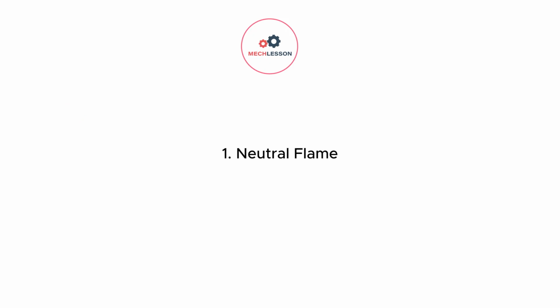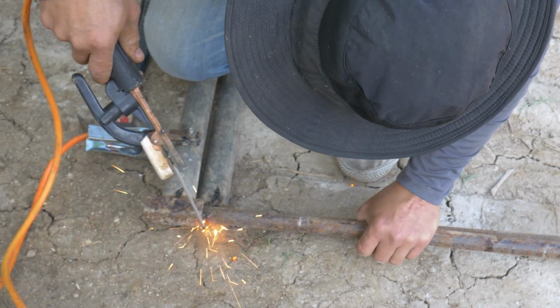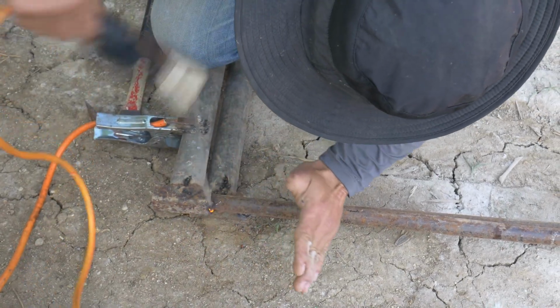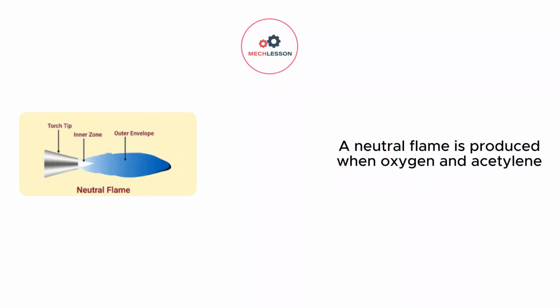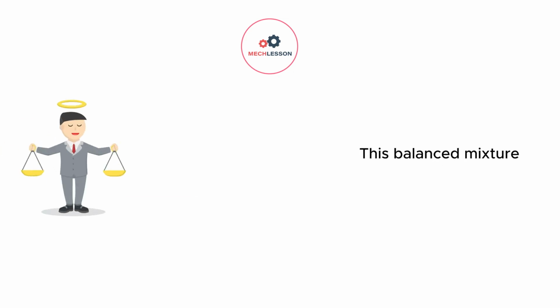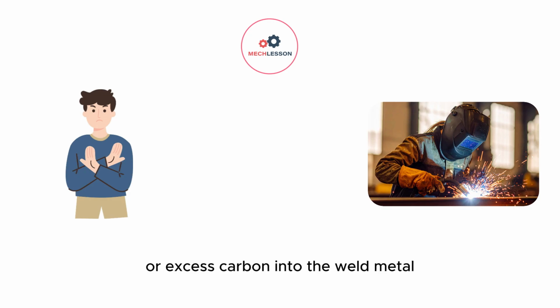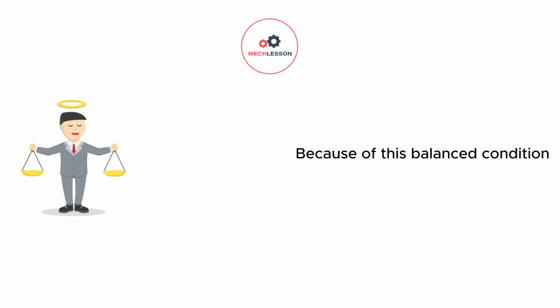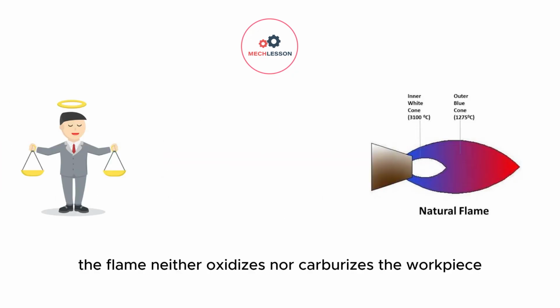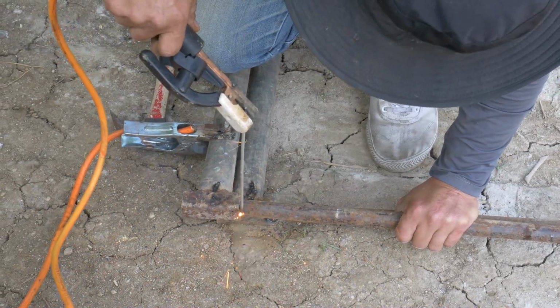Neutral flame. The neutral flame is the most commonly used gas welding flame. In fact, it is the flame most welders use for the majority of welding operations. A neutral flame is produced when oxygen and acetylene are mixed in approximately equal proportions. This balanced mixture allows complete combustion without introducing excess oxygen or excess carbon into the weld metal. Because of this balanced condition, the flame neither oxidizes nor carburizes the workpiece. It simply provides clean, controlled heat.